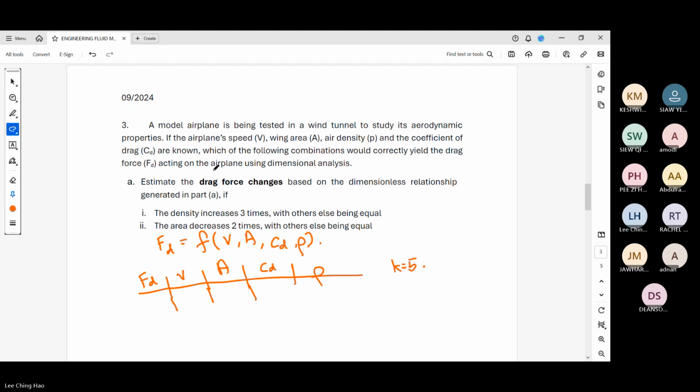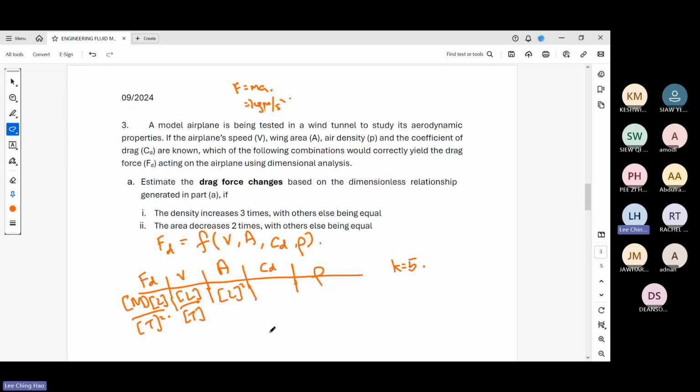Newton is F equals MA, kg meter per second squared. So in the MLT system, force is mass times length over time squared. Velocity is length over time. Area, of course, is length squared.